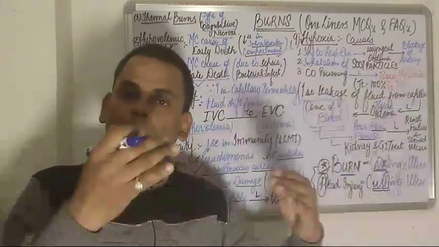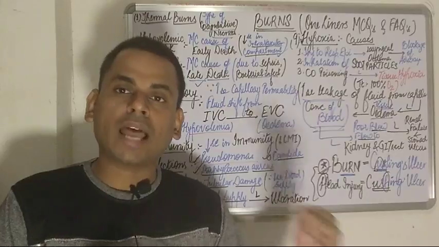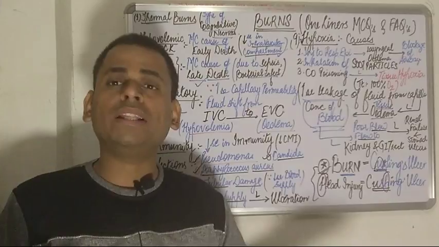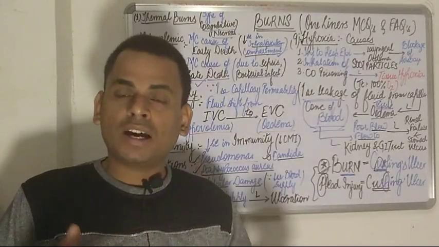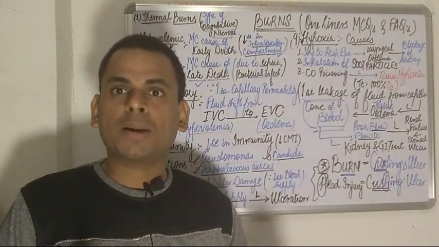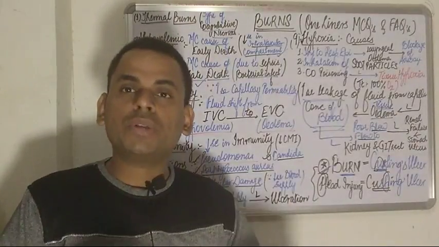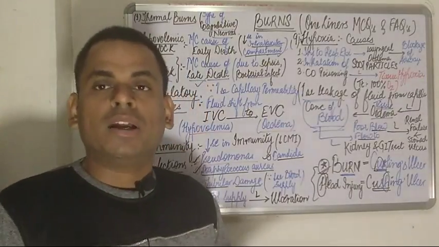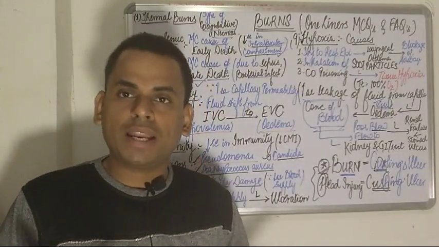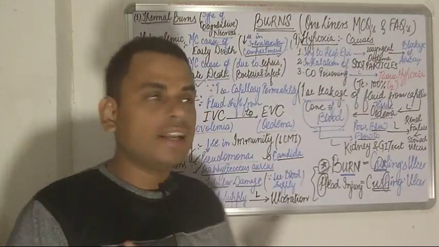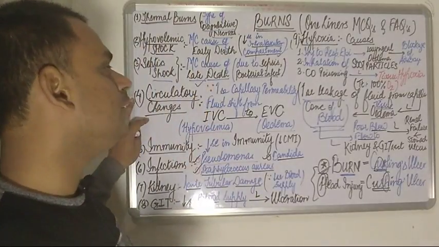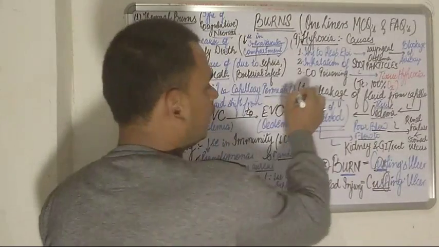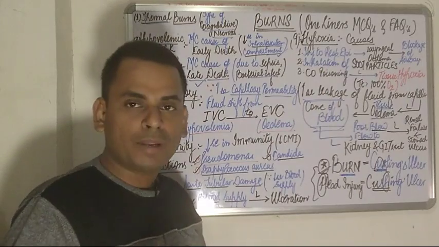So students, the plasma filters out from the tiny pores of the capillaries and accumulates within the extracellular tissue fluid, the extracellular compartment, or the ECF. This will give rise to an edema. So the circulatory changes seen are due to the increase in capillary permeability. In patients of burn, the capillary permeability increases.